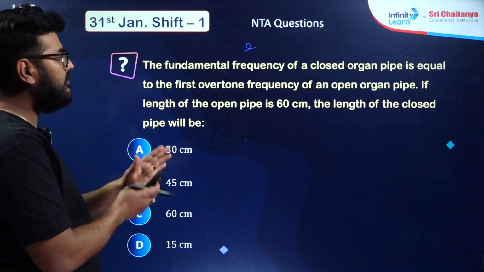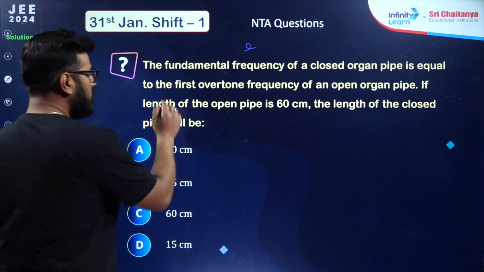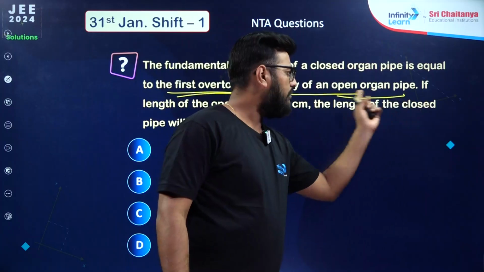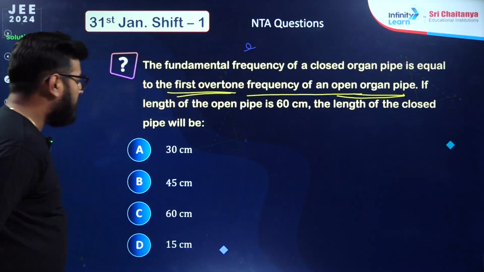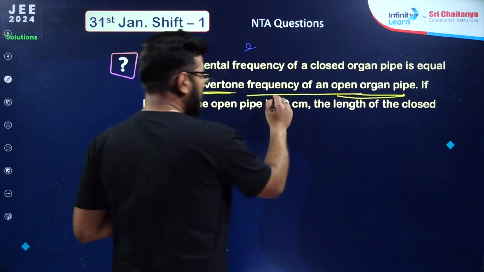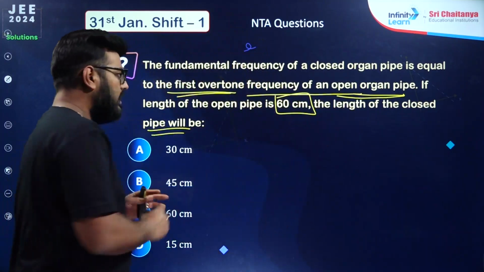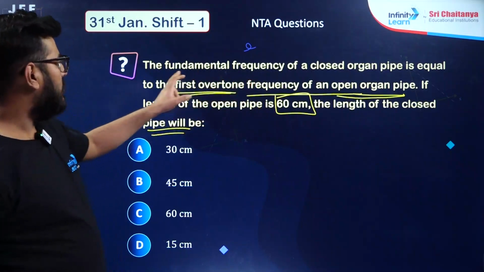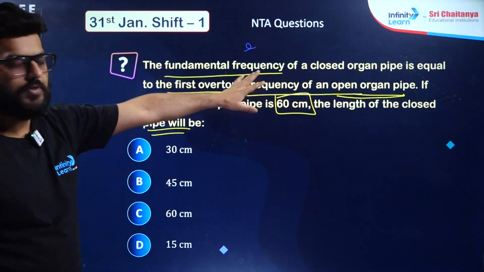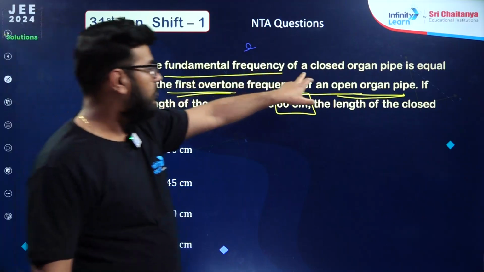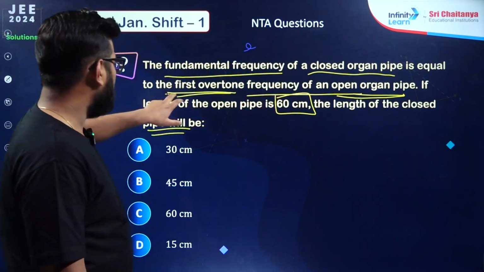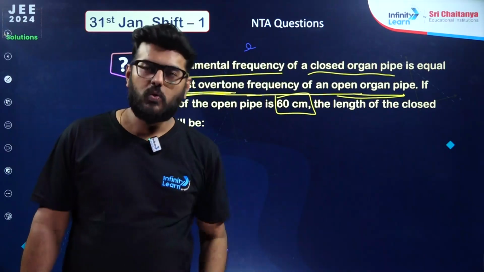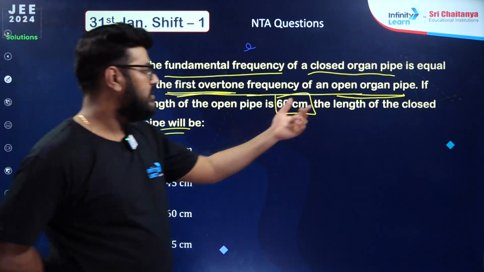Moving ahead for the next one, the fundamental frequency of a closed organ pipe is equal to the first overtone frequency of an open organ pipe. So the question is asked from waves. If the length of the open organ pipe is 60 centimeter, the length of the closed pipe is. So simple problem based on standing wave formation in organ pipes. You need to find out the fundamental frequency of closed organ pipe, that is V by 2L. Sorry, V by 4L. And for an open organ pipe, they are asking about the first overtone frequency. First overtone means the second harmonic, that is going to be 2V by 2L, that means V by L.